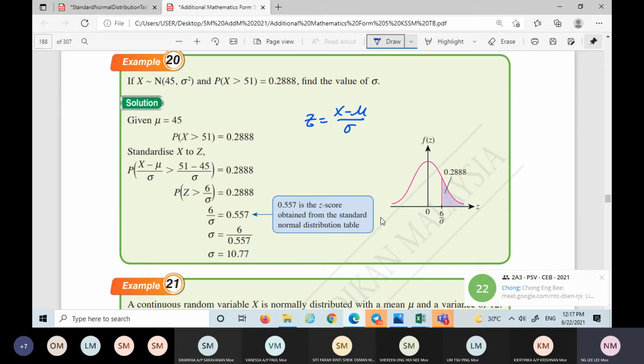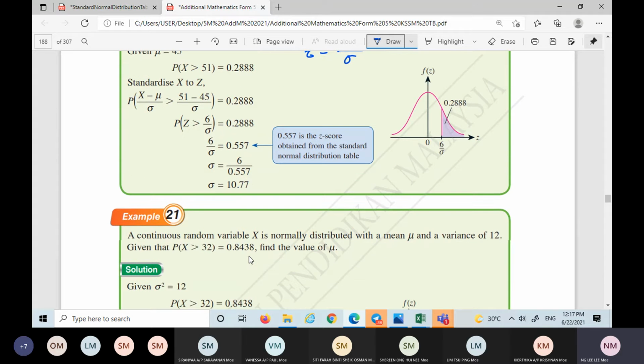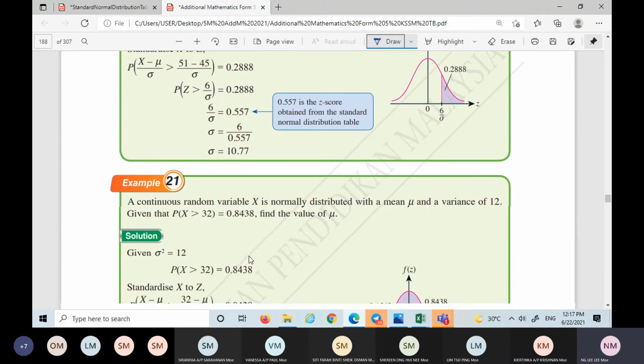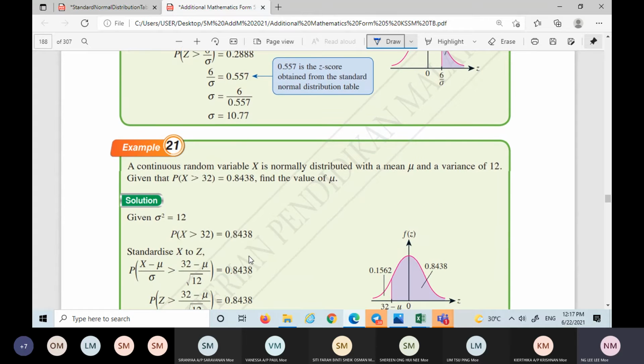Then let this answer be equal to 6 over sigma, then find the sigma. So if you don't know how to read the table, then this question you cannot do.